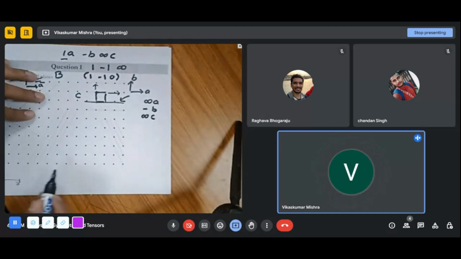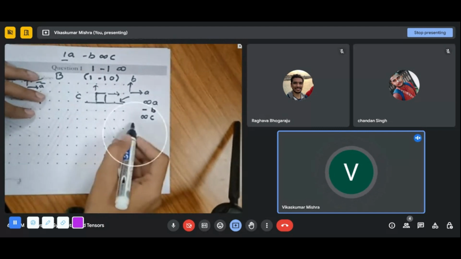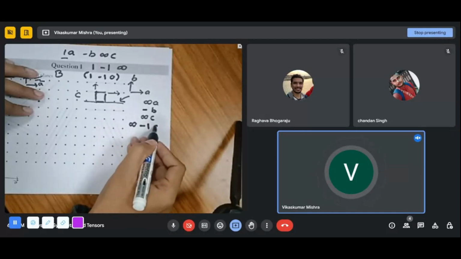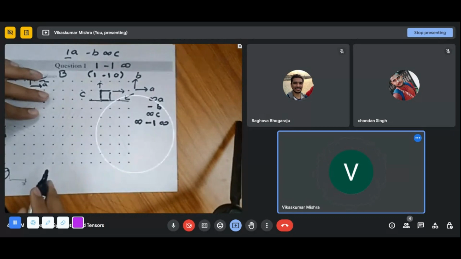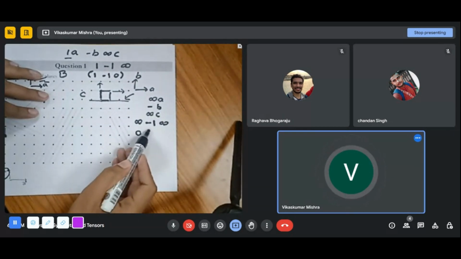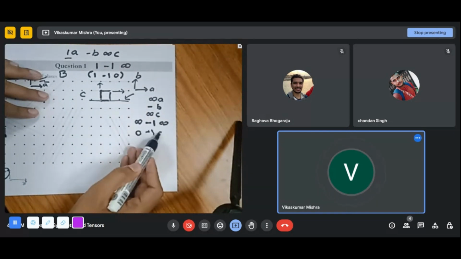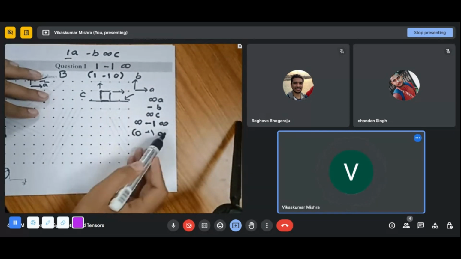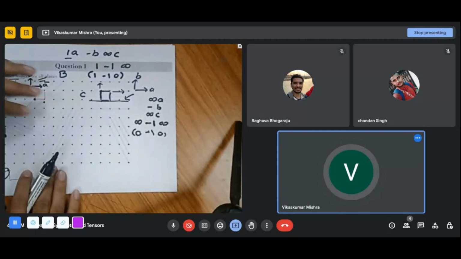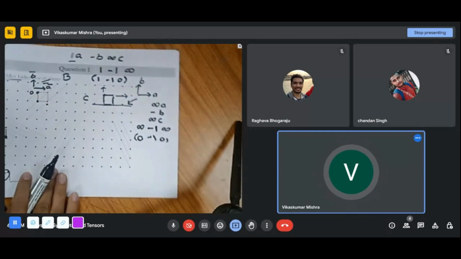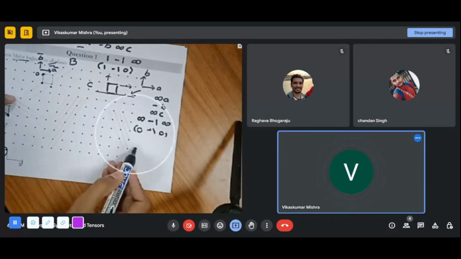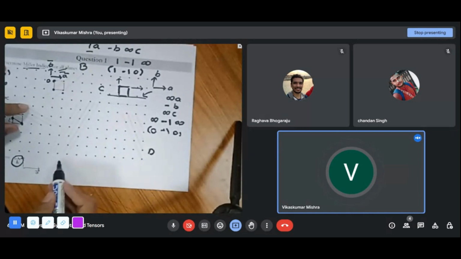So we got the values infinite, minus 1, and again infinite. We can take the reciprocal, and we'll get 0, -1, and again 0, and this is the Miller indices for the plane which is parallel. In a similar manner, one can solve for D also, and one can solve for E also. I'm not going to solve this.